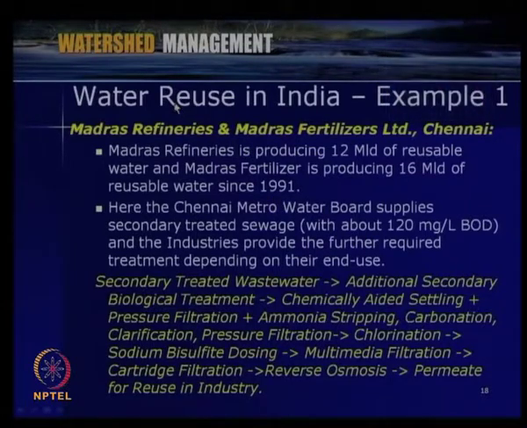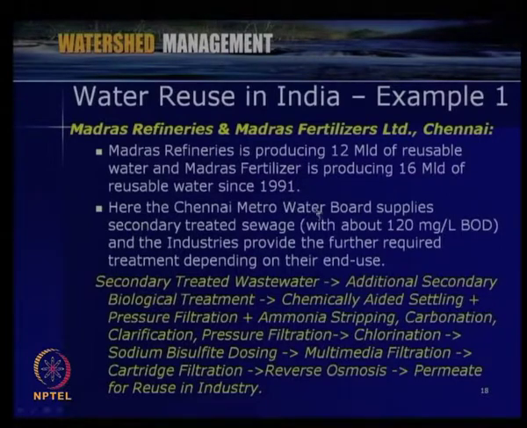As far as water reuse in India is concerned, we have discussed two cases in the last lecture. Here I have put two more examples. The first example is Madras Refineries and Madras Fertilizers Limited, Chennai. Madras Refineries is producing about 12 million liters per day of reusable water, and Madras Fertilizers is producing about 16 million liters per day of reusable water since 1991. Through various processes they are treating their own wastewater, recycling it, and reusing it.